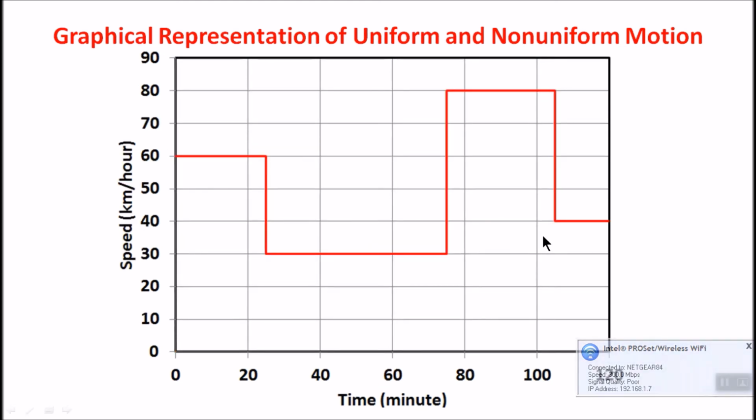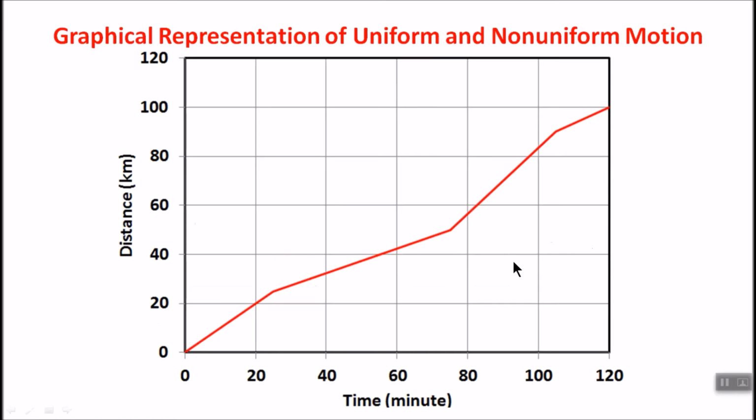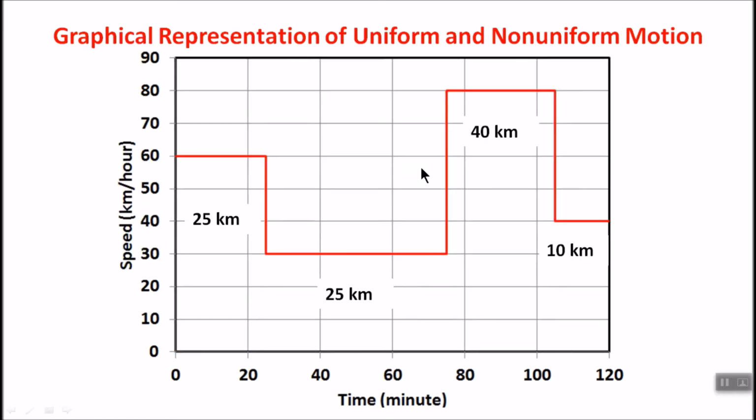Now we come to the representation of a non-uniform motion, where speed changes with time differently at different distances and different times. So for 25 km, the object runs with a speed or velocity of 60 km per hour. Another 25 km, it runs with 30 km per hour speed. Another 40 km, it runs with 80 km per hour speed, and another 10 km, it runs with 40 km per hour speed. This graph shows a non-uniform motion in velocity.